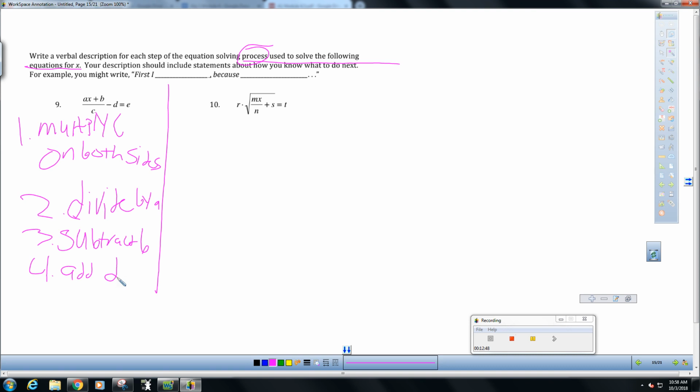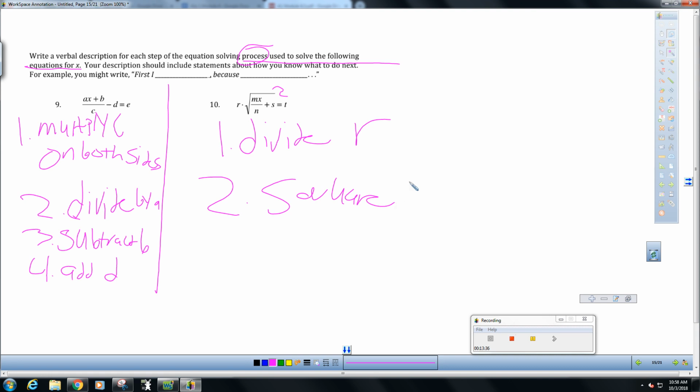So now we're looking at a problem with a square root. So square roots, this was last year. We did square roots a lot in last year's math, if you were in Math 8. So we need to divide by r, because it's multiplying. Since the opposite of square rooting is squaring, so we need to do that, and that will get rid of the square. Okay, so we're squaring this.